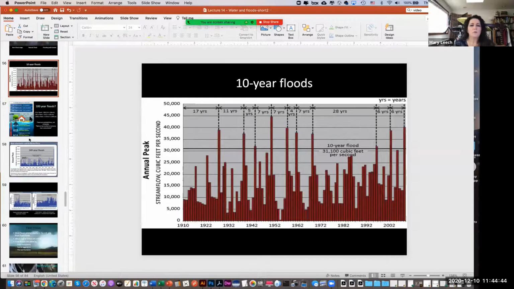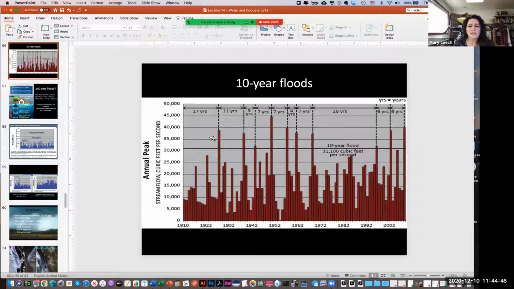This graph, all this says is, this is the actual discharge for a river over many, many years. So almost 100 years. And it's showing you when it's flooded. Here's the 10-year flood line, that black line. And the red bars that go up above that line are flood years. So 1, 2, 3, 7, 8, 9, 10 floods in about 100 years. That's what gives you the 10-year flood. That's how you determine it.